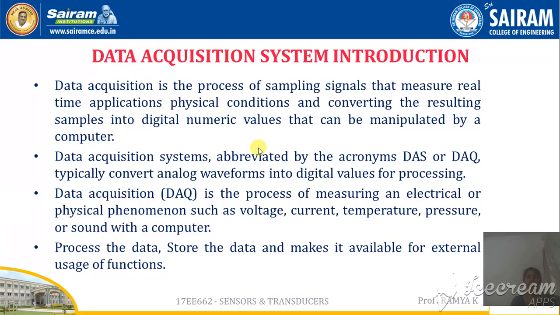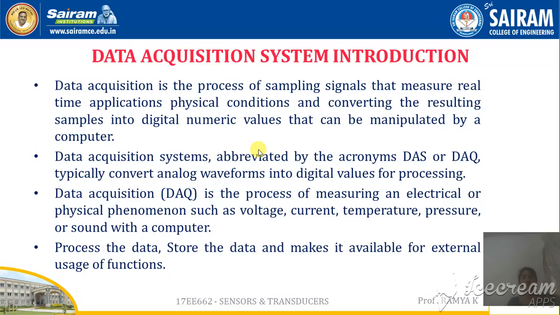It is just processing the data. First it will sense the data, manipulate the data, convert the data according to the requirement, and then it will process the data. Later it will get saved. A data acquisition system has all these qualities. It is a process of sampling the signal with respect to real-time applications and converting that sampled signal into a digital numeric value. Sample it, convert it to the digital value.